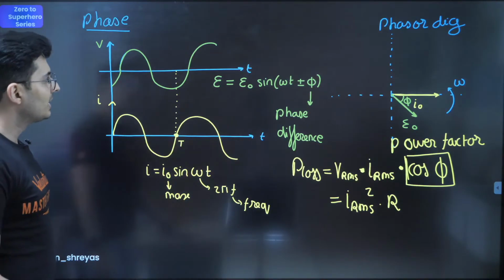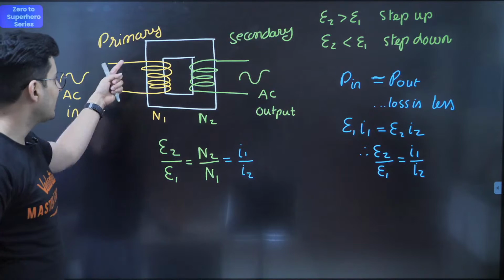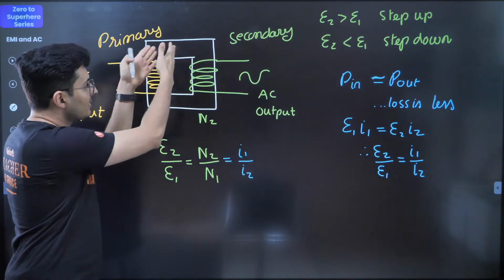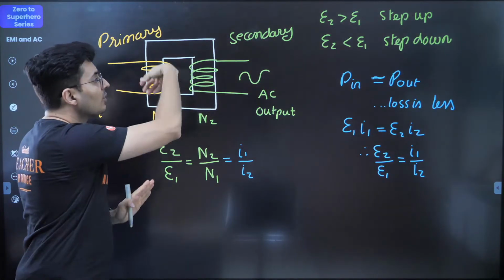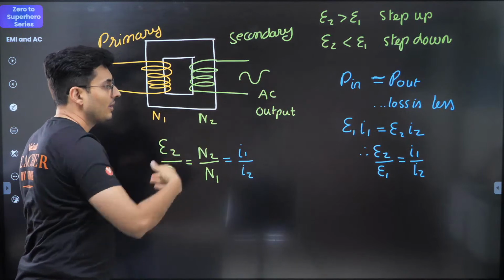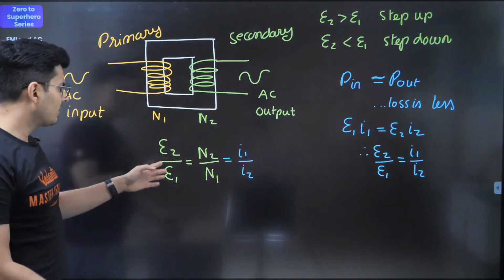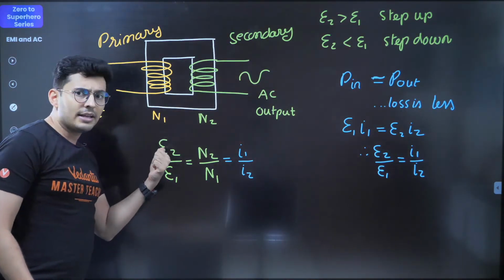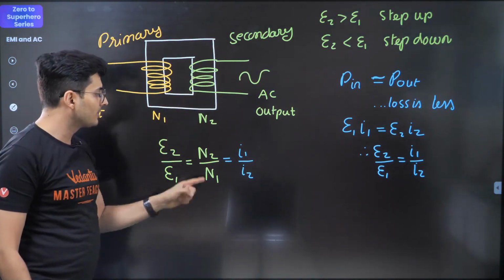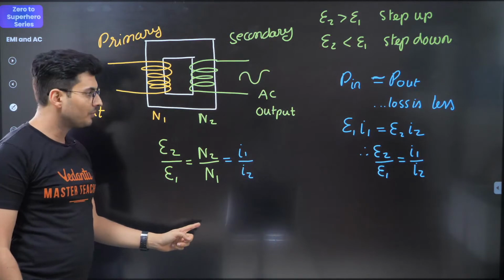And you will see that whenever you pass AC current here, all these flux lines will travel through the secondary, which induces EMF according to Faraday's law, and that's why you get an AC output. Basic derivation will tell you that secondary EMF by primary EMF is secondary turns upon the primary turns.